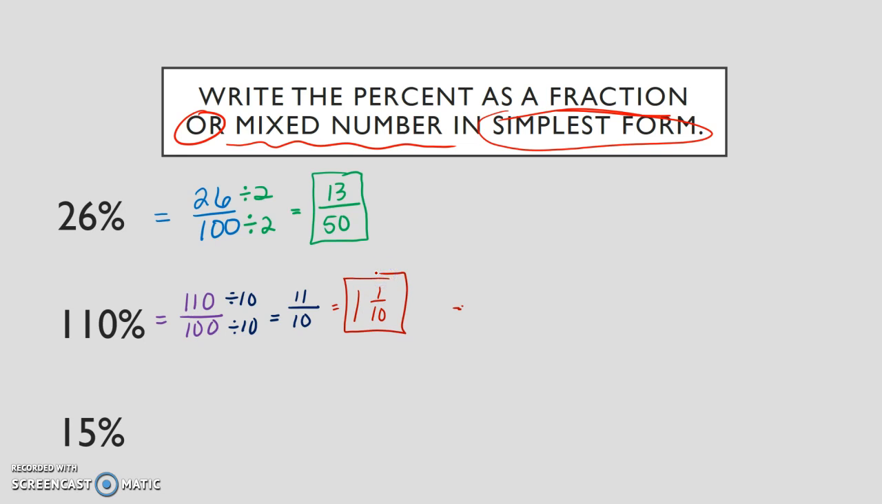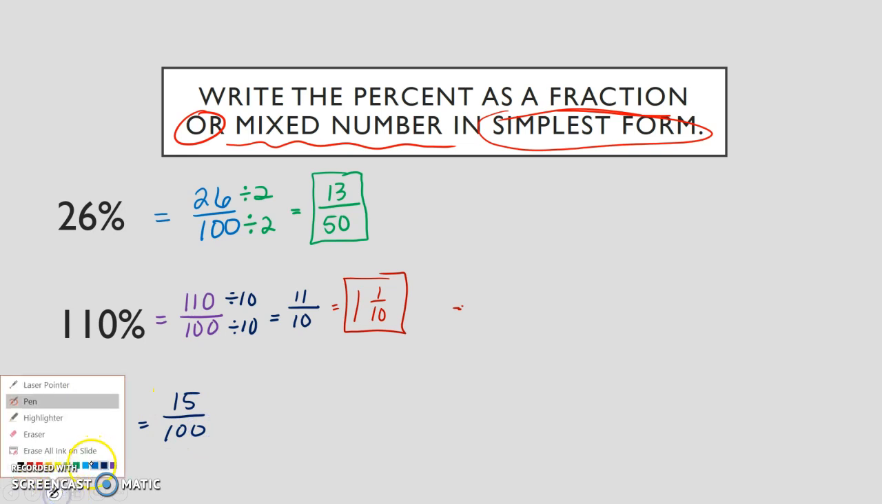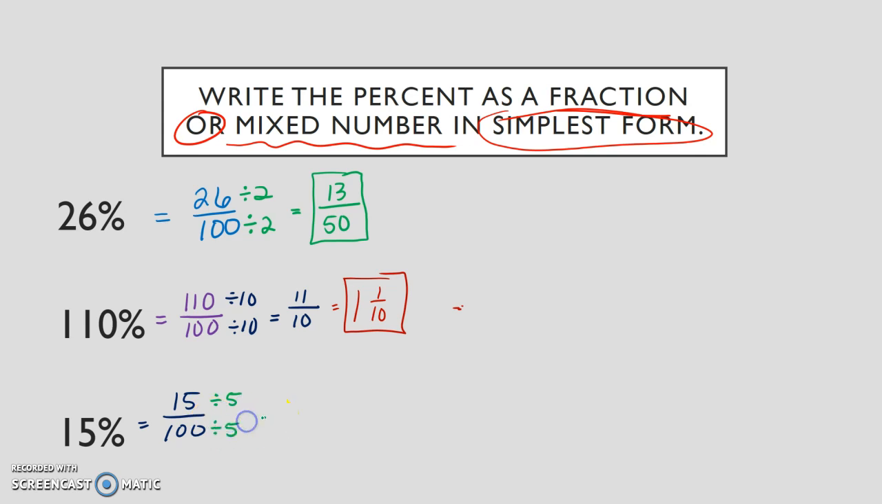Our third value is going to be 15%. So again, like I said in the beginning, put percents out of 100. So 15 out of 100. And then we need to see if we can divide to simplify. Here, both these numbers end with either 5 or 0. We can divide by 5. So 15 divided by 5 gives me 3. And then 100 divided by 5 gives me 20. Again, no other common factor besides 1. So we are finished with that problem as well.